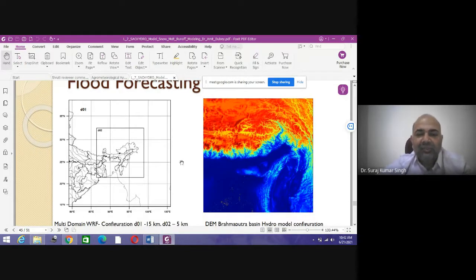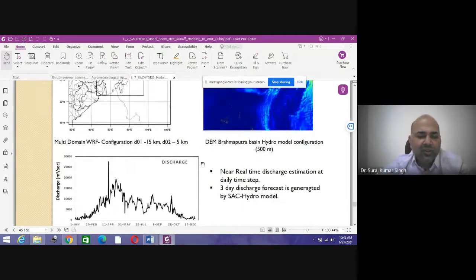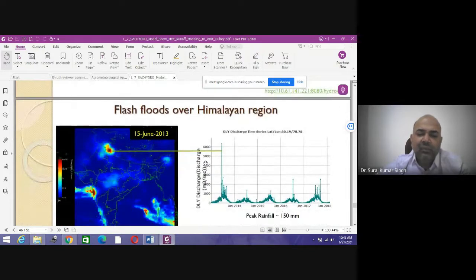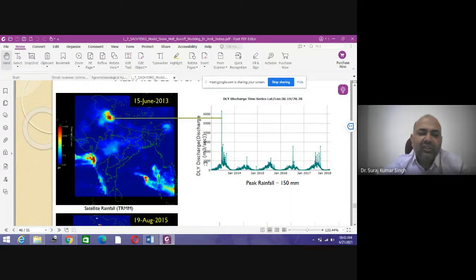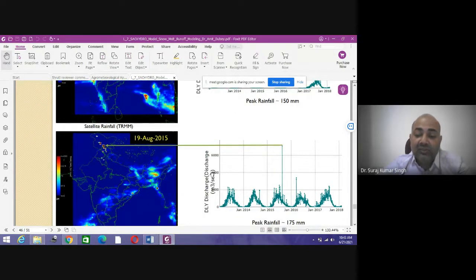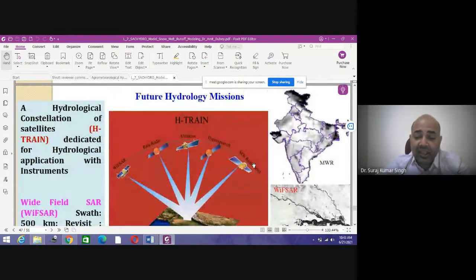We can provide advisory to the local people, and that will help with real-time information where we can produce various kinds of hydrographs, and we can state the areas which are likely to have a flash flood. So you can see the condition of a flash flood on 15 June 2003 and again on 19th August 2015, how the peaks are varying, and such statistical analysis can be done using this TRMM data.